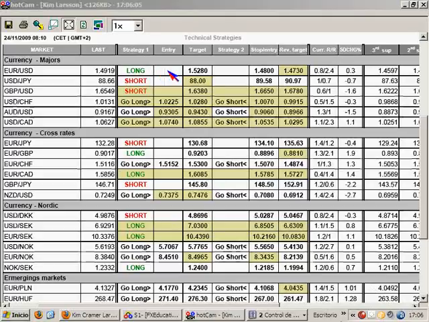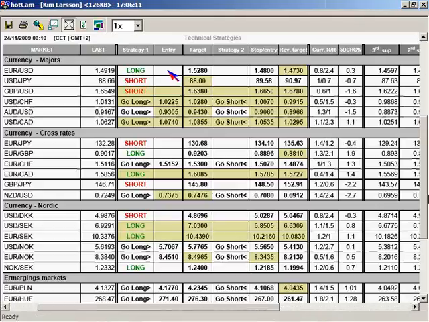Okay, so for argument's sake, let's take euro dollar. We are long in euro dollar. We have been long in euro dollar for a couple of days now. We have a target of 152.80. We went long, I think it was 2 days ago. Not at this price, the last price.